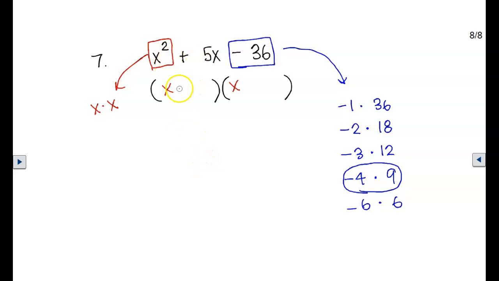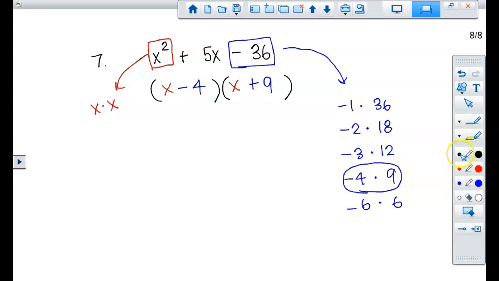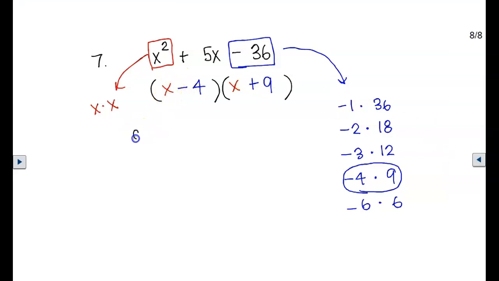So I'm going to try this. I'm going to guess that this is going to have to be x minus 4, so use a negative 4, and x plus 9. Use the positive 9. And let's see if that works out. Let's check it.